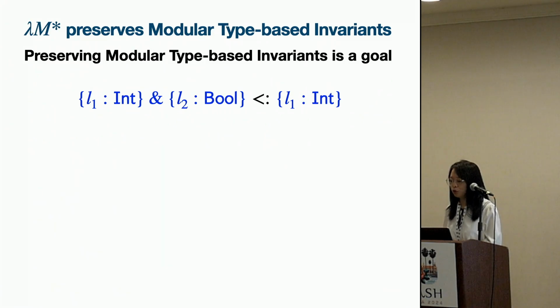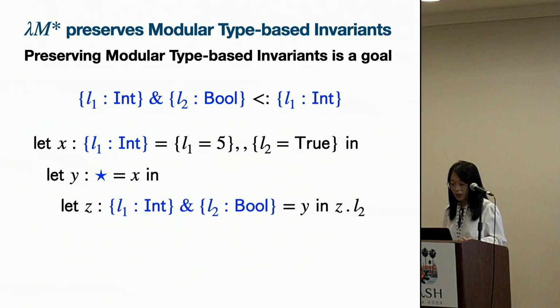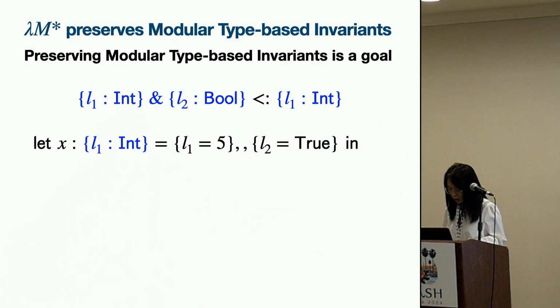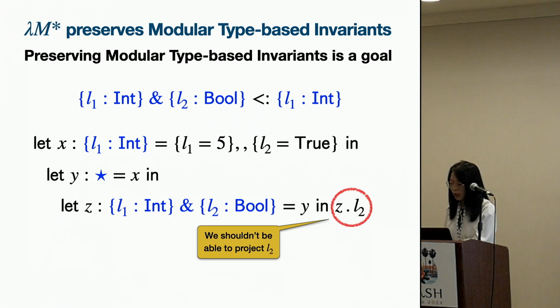This is also true for merges. You can have this program which loses precision on the subtyping lattice, and you are saying X has L1 of type int. And if you bind this X to Y of type star, and then to Z with L1 of type int and L2 of type bool, then you should not be able to project L2, because X doesn't have a bool. So it should give an error. In this case, our lambda m star reduces to a type error, as expected.